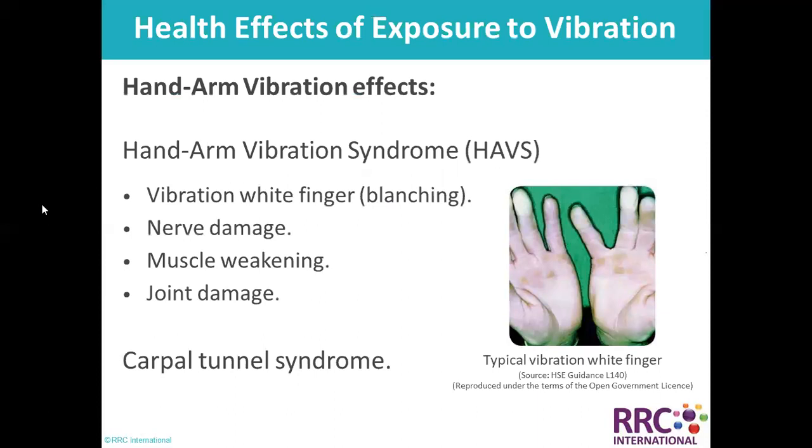Let's understand, first of all, the health effects of exposure to vibration. It's kind of a hand-arm vibration effect. We call it HAVS, hand-arm vibration syndrome. Look at the picture. We can see the source, HSE guidance L140, reproduced under the terms of the Open Government Licence. And what is going to happen? Vibration white fingers, that means blanching, and nerve damage, and muscle weakening and joint damage. That means terrible effects. Or carpal tunnel syndrome, CTS in other words.